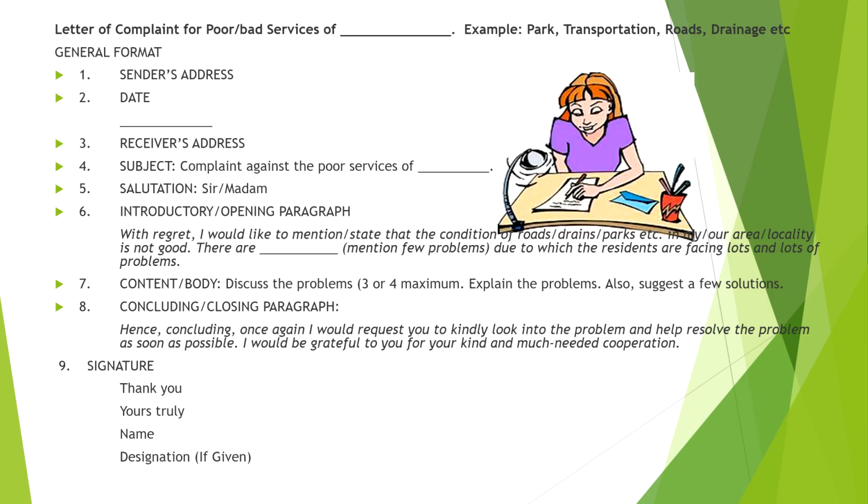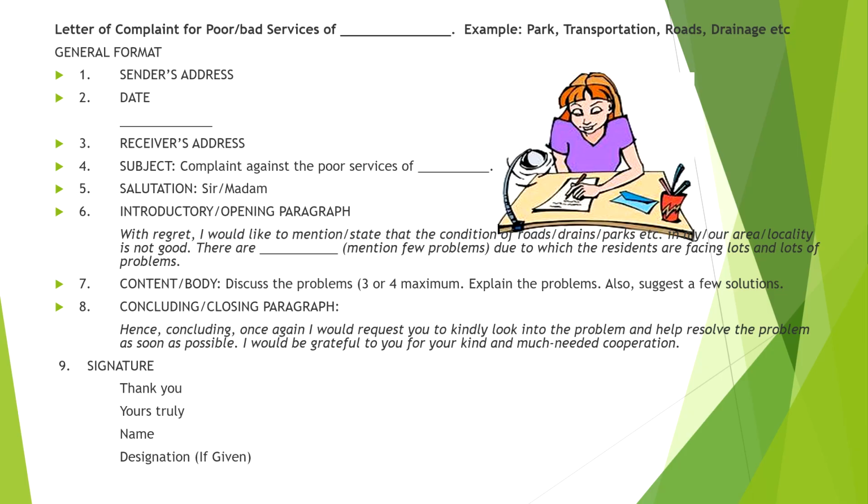So this letter will be a little polite and firm, and the concluding paragraph will remain more or less the same in all letters of complaint for poor or bad services. So how do we write the concluding paragraph? Hence concluding once again, I would request you to kindly look into the problem and help solve the problem as soon as possible. I would be grateful to you for your kind and much needed cooperation. And in the signature, you have to write thank you, yours truly, and name and designation if it is given.